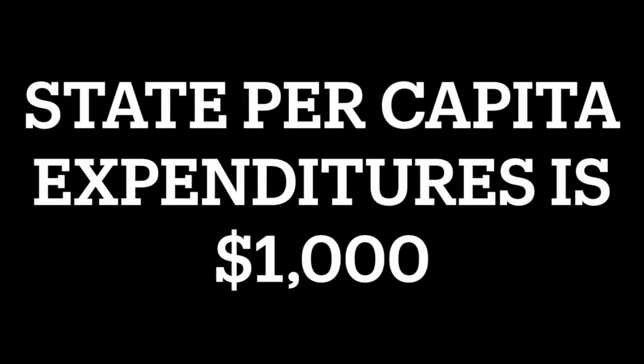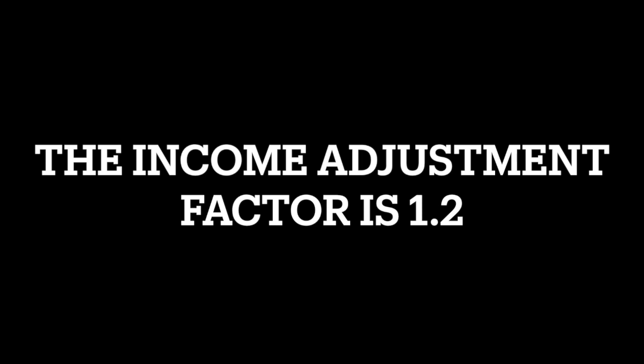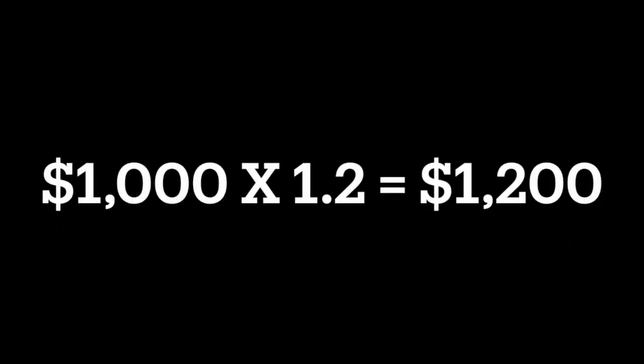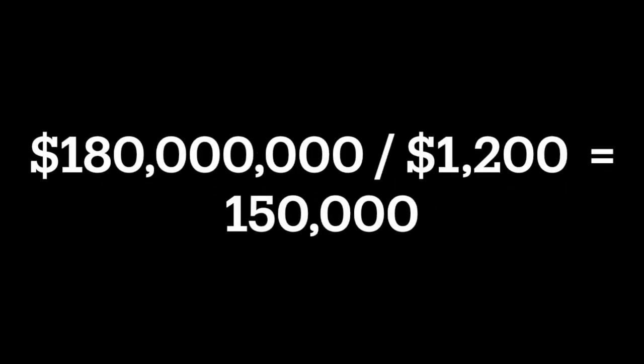As an example, let's say that the state per capita expenditure in the retail sector that you're studying is $1,000, and local per capita incomes are 20% higher than state per capita incomes. So then next, you would estimate that locals spend about $1,200 per person in the retail sector. If actual retail sales in the sector is $180 million, then the trade area capture is 150,000 customers.